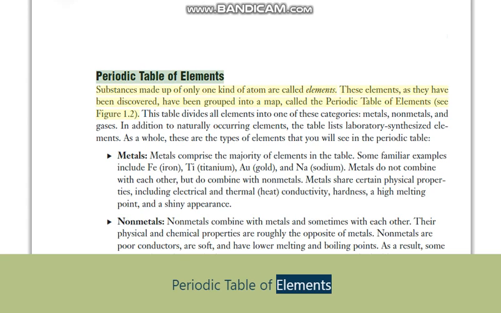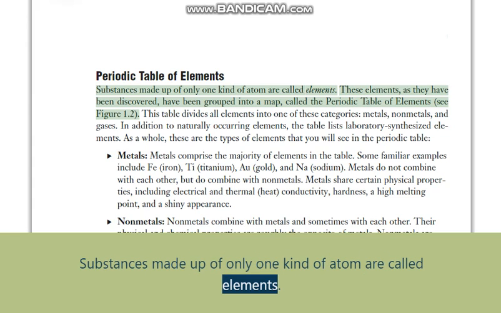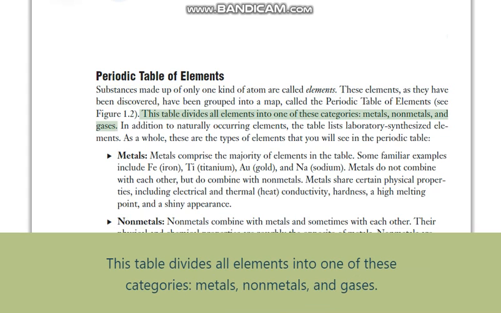Periodic table of elements. Substances made up of only one kind of atom are called elements. These elements, as they have been discovered, have been grouped into a map, called the periodic table of elements, see figure 1.2. This table divides all elements into one of these categories: metals, nonmetals, and gases.